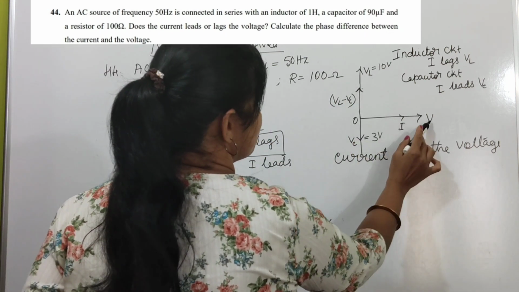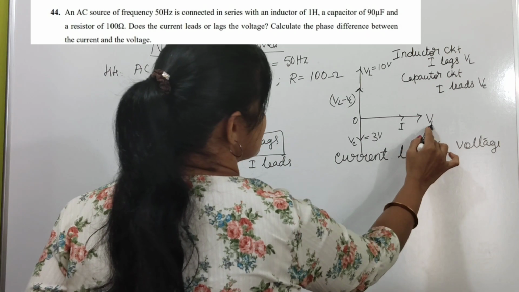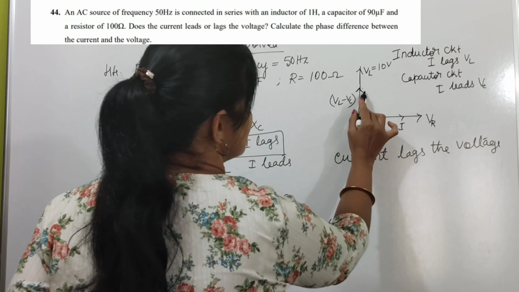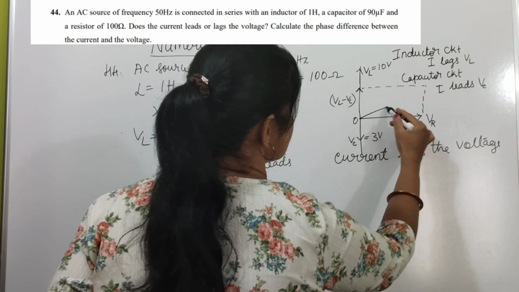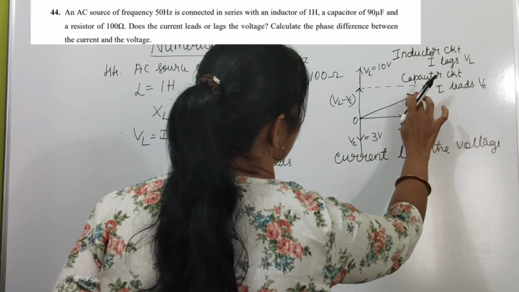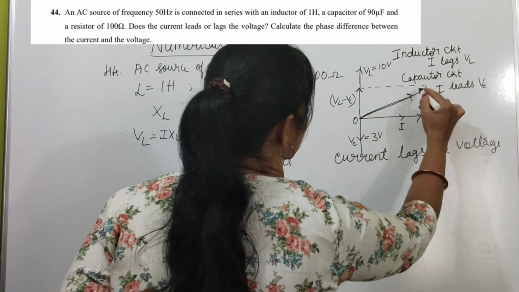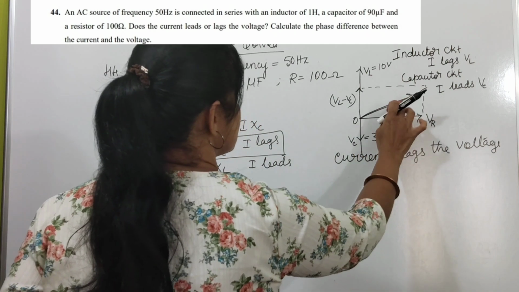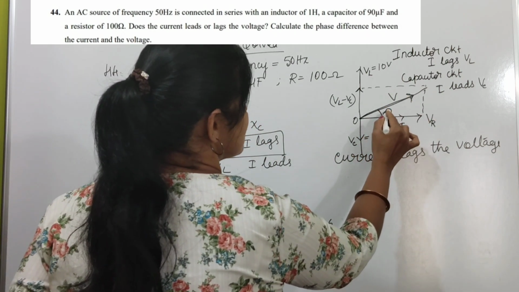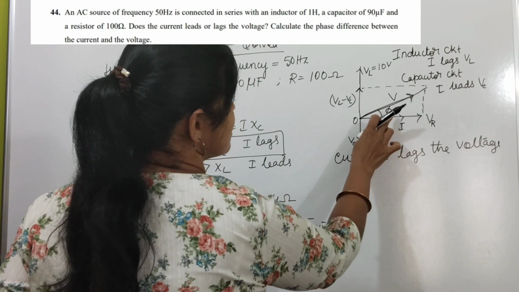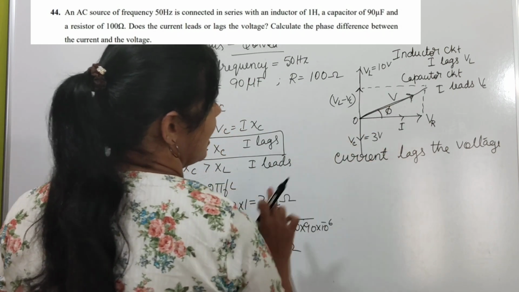Now add these two, VL minus VC and VR. So you have to construct one parallelogram, and the resultant is acting along the diagonal of the parallelogram. So this is the resultant V. It makes a certain angle which is phi. Phi is the phase difference between voltage and current.